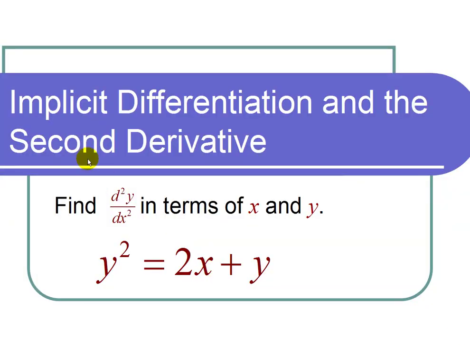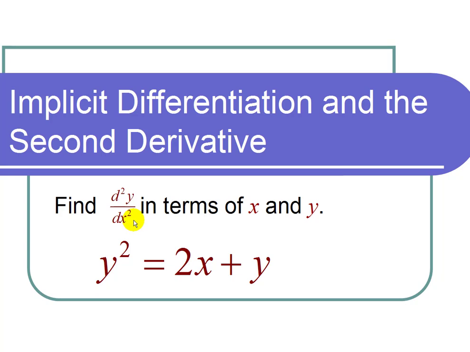This is a video on using implicit differentiation to find the second derivative. The question states, find d squared y over dx squared in terms of x and y, with y squared equal 2x plus y. So d squared y over dx squared is the notation we use for the second derivative. To find the second derivative, we need to first find the first derivative.